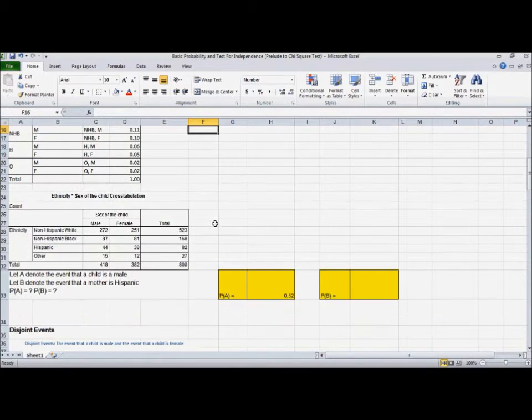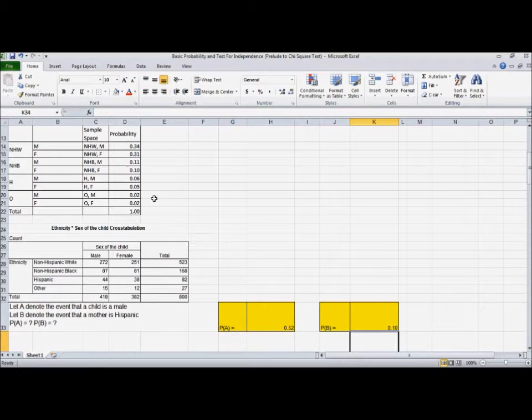So next, if I were to say let B denote the event that our mother is Hispanic, and I asked you what is the probability of B, you would look at your table, and again you see that I'm not asking you for anything else. I'm not saying Hispanic and male, simply what's the probability that the mother is Hispanic. So I know automatically I need to look at the marginal totals, where I see in the row for Hispanic I see 82, so I would calculate that probability as 82 over 800, and I would get 0.10.